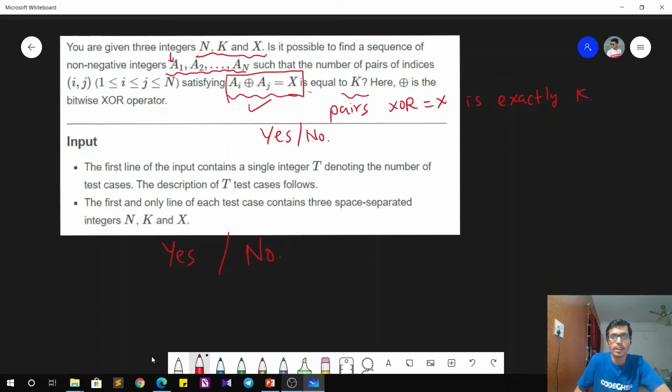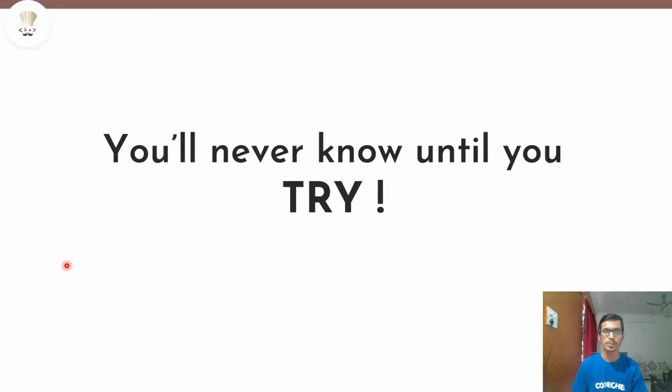So given a particular x, you can always find a pair such that its XOR is equal to x. But the question is, is it possible to find a sequence of n integers such that the number of pairs is exactly k? Let's see how to approach the solution. At this point of time, I would like to mention that if you haven't yet tried the question, give it a try and then come back to the video and continue with the editorial.